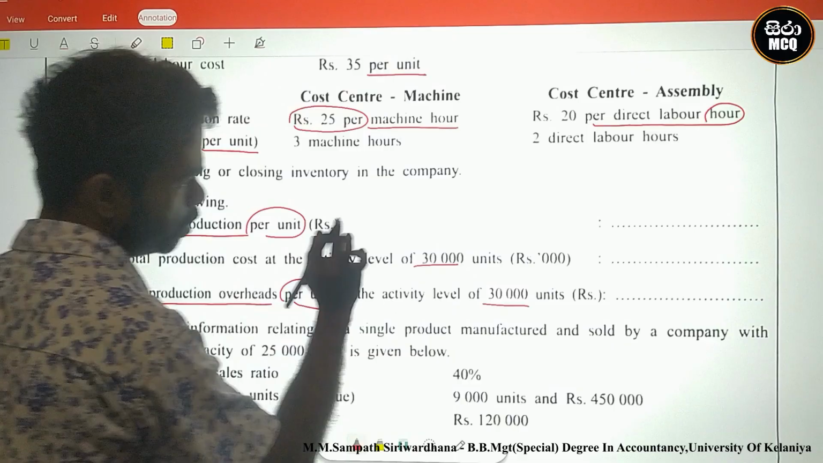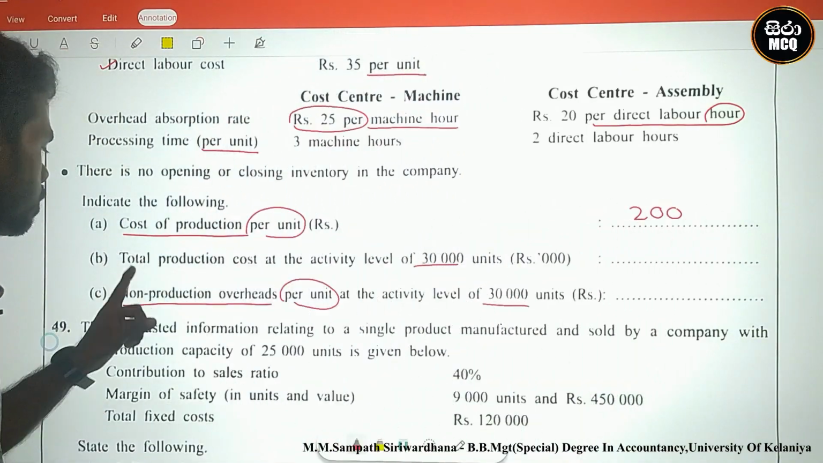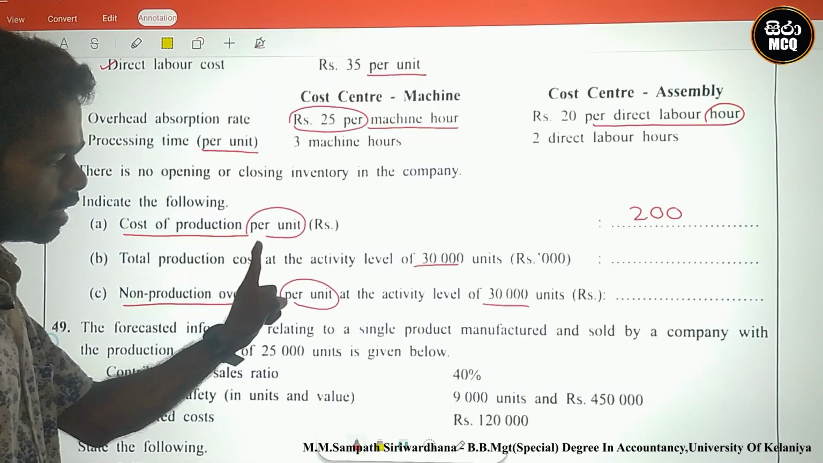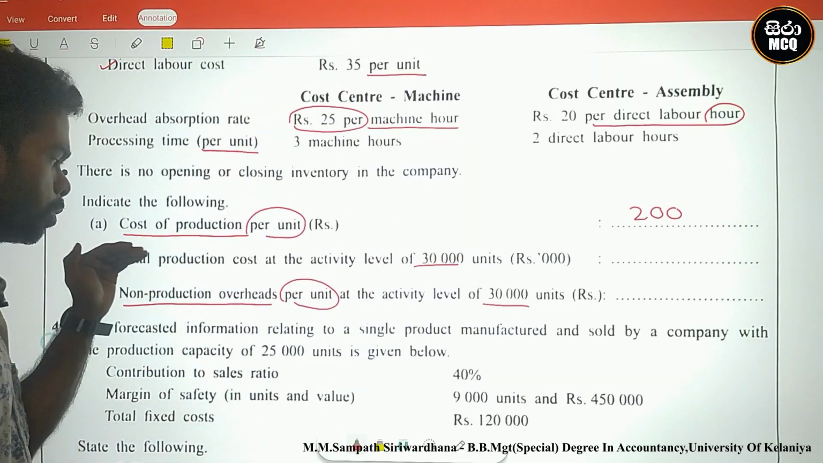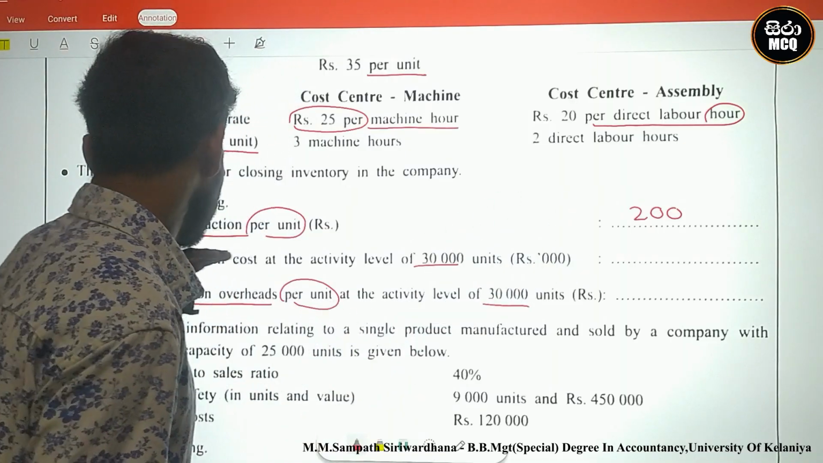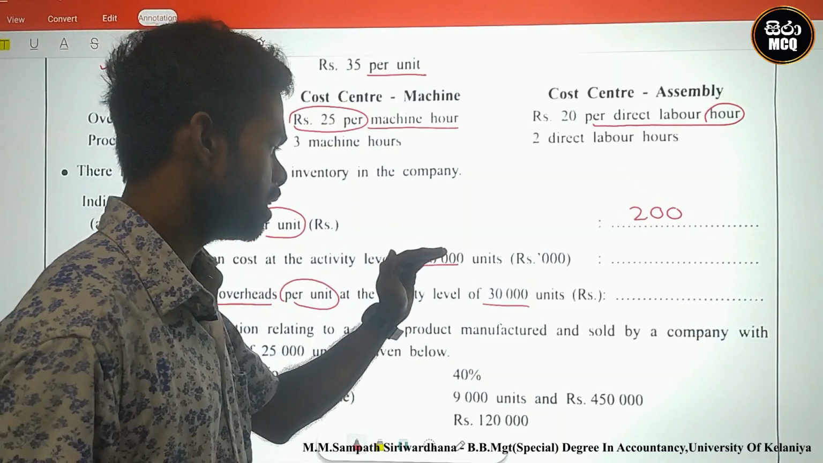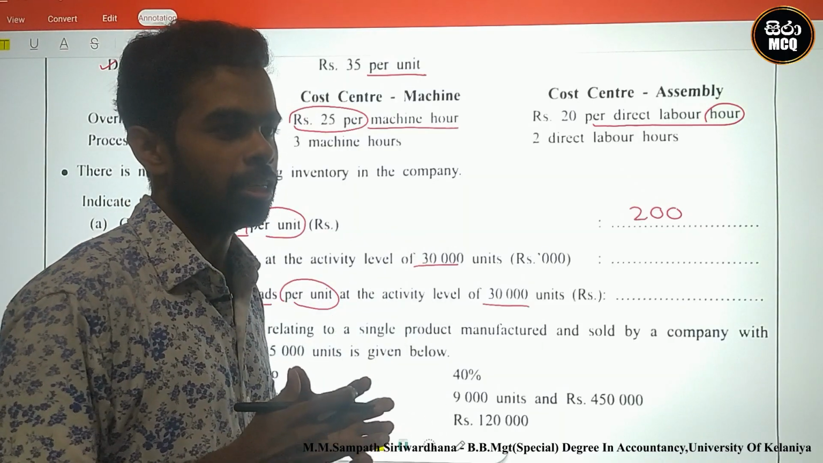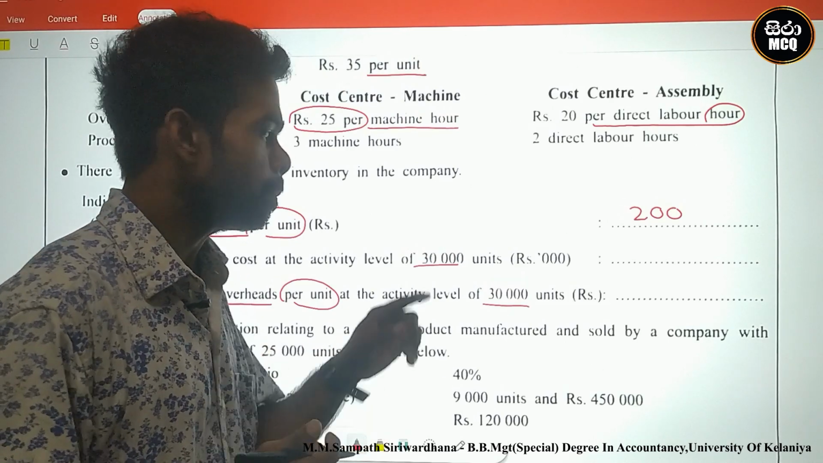Total cost of production per unit is 200 rupees. Next one, total production cost at the activity level of 30,000 units. This is the total production cost. We know the unit production cost. There is a requirement: 30,000 units are produced.